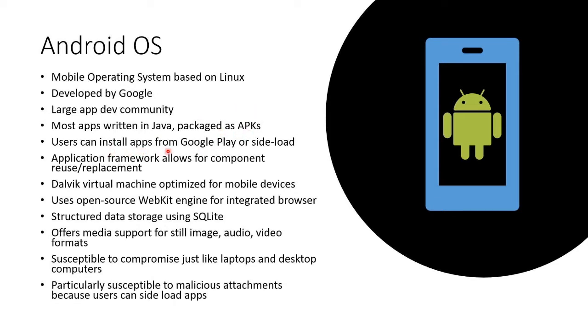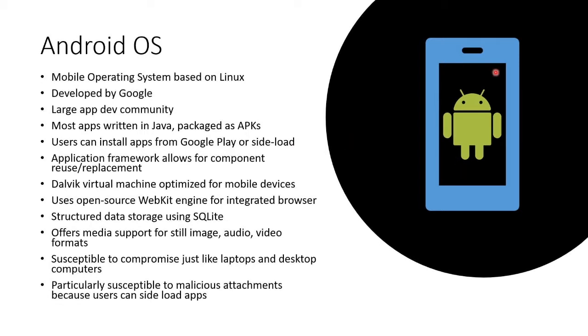Users can install the apps from Google Play or any place else. When it's installed any place else, we call it sideloading, especially when we are getting it from email or non-website places. The framework for the application allows for component reuse and replacement. This is what makes it so easy for the app dev community, because I could reuse somebody's library or code to do this and do that, and all I have to do is code one little bit. I don't have to reinvent the wheel.